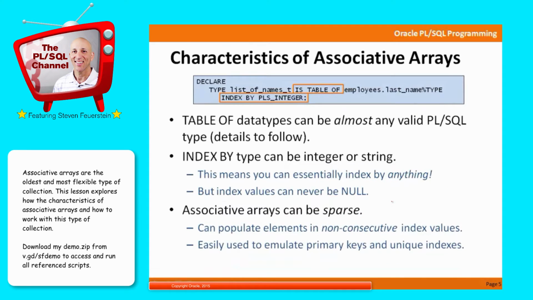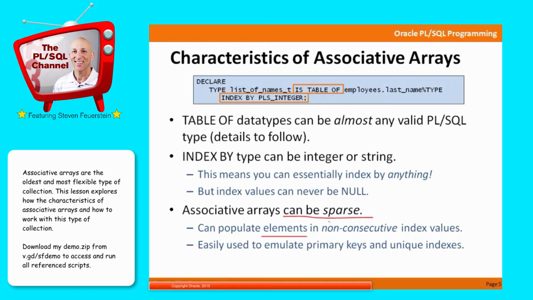And very importantly, associative arrays can be and often are sparse. And that means that you do not have to populate elements in the collection in consecutive index values. Index value 1, 2, 3, 4. You can use whatever values you want within the valid range, which I'll talk about on the next slide.